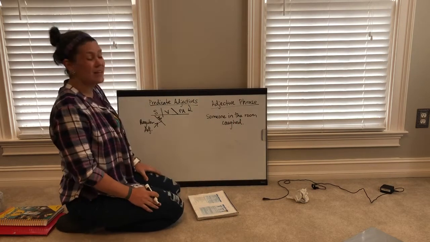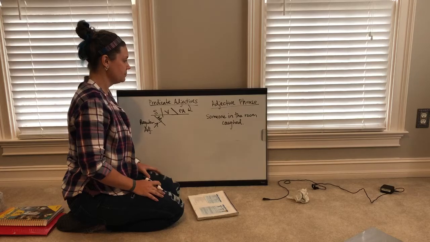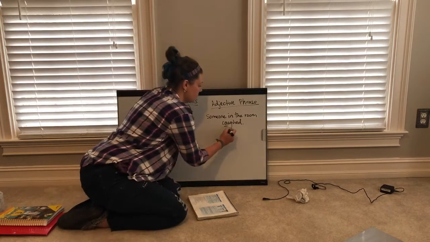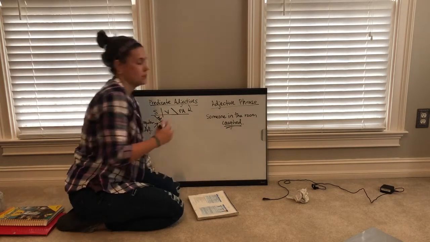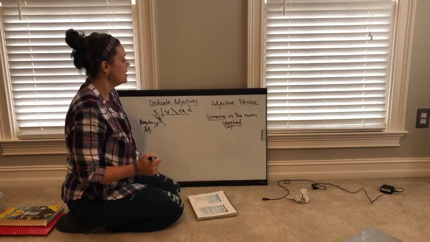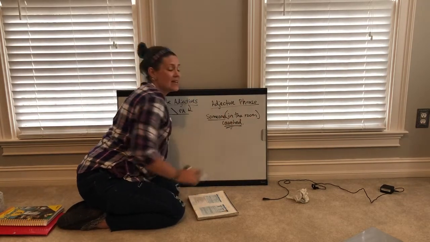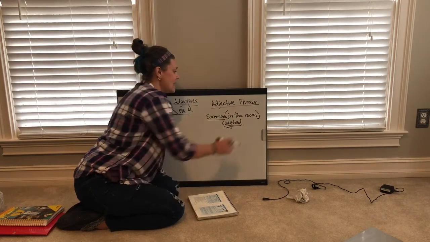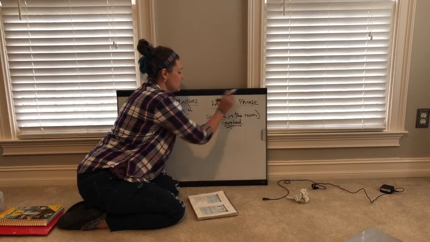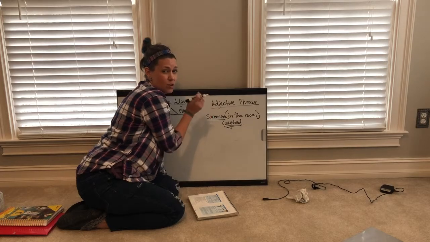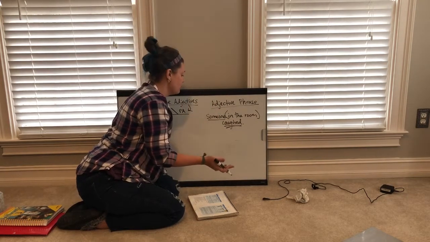Okay, someone in the room coughed. Verb, coughed. This is the action. Who coughed? Someone. That's our subject. In the room is a prepositional phrase. I know because in is a preposition, okay? It is an adjective phrase describing which someone? Which someone? The one in the room, okay?